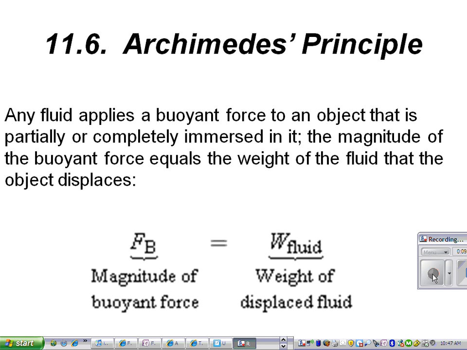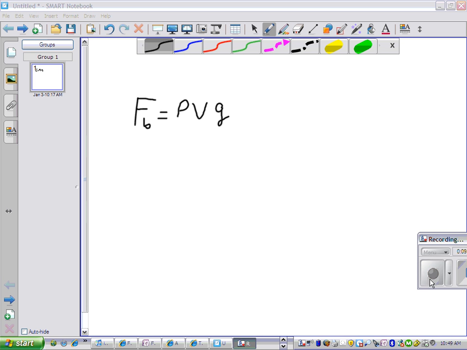Okay. So the biggest thing we've learned in this lesson is that the magnitude of the buoyant force equals the weight of the fluid displaced. And remember, fluid can be a liquid or a gas. It can be either one. It's equal to the weight of the fluid displaced. And one of the big things we learned is the new equation: the buoyant force equals rho Vg.